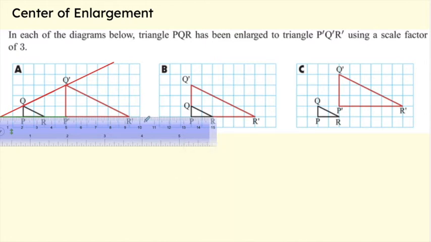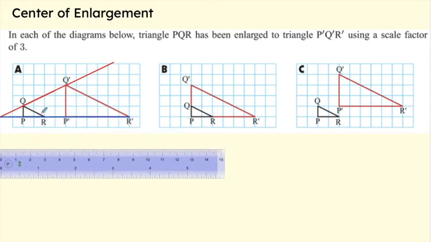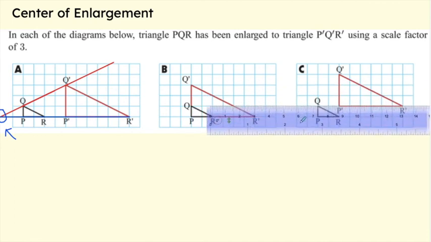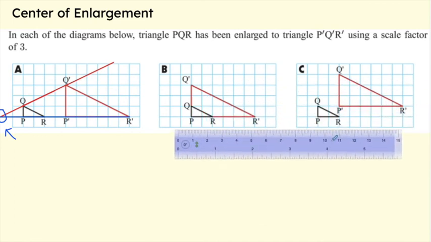Let's do that in blue. Okay, we connect. Okay, and we even cover up the green. So our center of enlargement, I know it comes off the screen a little bit, but is right there. Okay, it doesn't ask us for the coordinate of it, it just asks us where it is. So our center of enlargement is right there. Let's see it on C. Okay, with C, we'll come back to B. Let's do it with C.